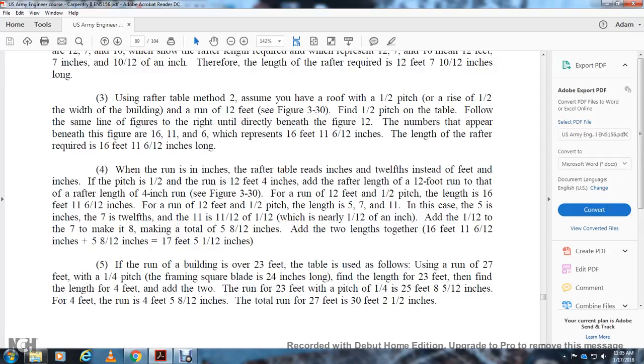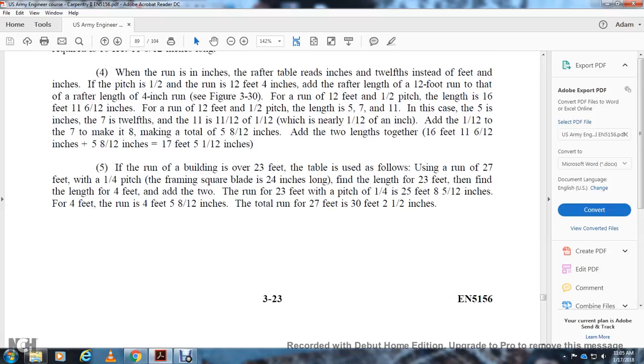If the run of the building is over 23 feet, the table can still be used. Use the run from 12 feet, 1/4 pitch, for a square building 24 feet long. The final length is 23 feet. Find the length for 4 feet and add the two. The run of 23 feet with a pitch of 1/4 is 25 feet 8 and 5/12 of an inch. For a run of 4 feet, the length is 5 feet 8 and 12/12 of an inch. The total run of 27 feet is 30 feet and 2.5 inches.